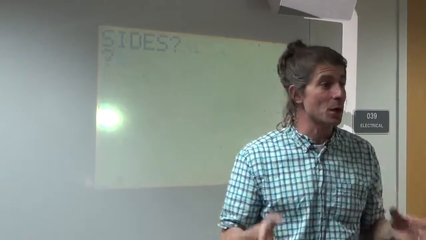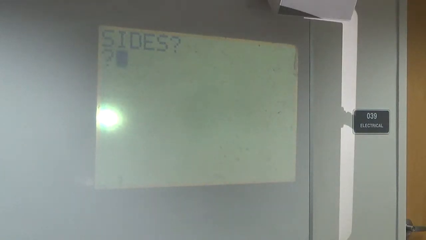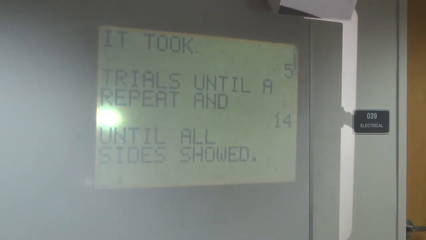So what I want you guys to do, if you have this program right now, is start running it on a 6-sided die. So just type in 6 for 6 sides, press enter, let it do its thing. Good. It took 5 trials until I got a repeat. So who knows what that was, 1, 2, 3, 4, 1, or something like that. And it took 14 until I saw everything at least one time, which means I rolled the die until every side showed at least one time. Does that make sense? You guys buy what's going on?